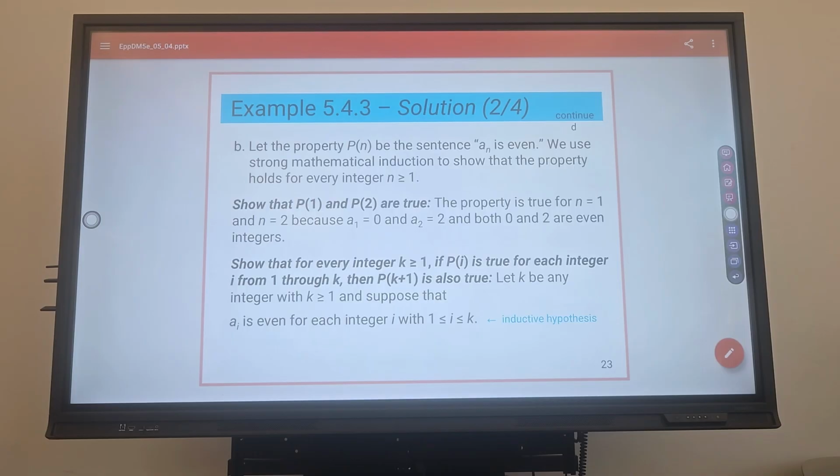Show that P of 1 and 2 are true. They're true because by the definition, A sub 1 and A sub 2 are 0 and 2 respectively, and those are both even integers. Show that for every integer k greater than 1, if P of i is true for each integer from 1 through k, then P of k plus 1 is also true. Suppose that A sub i is even for each integer i between 1 and k. That would be our inductive hypothesis.